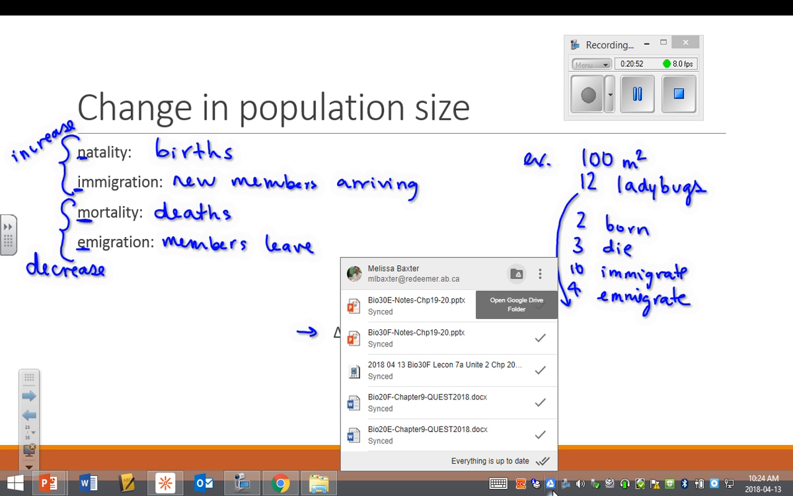But you would calculate the population density here. And then we'll finish talking about this in our class next week.